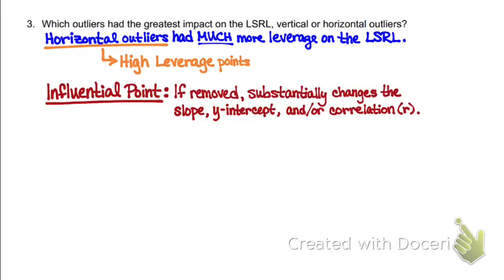Influential points. We consider something to be an influential point if when I remove it, it substantially changes the slope, the y-intercept, or the correlation. We have an influential point if that one point by itself is making a huge change to my slope, my y-intercept, or my correlation.